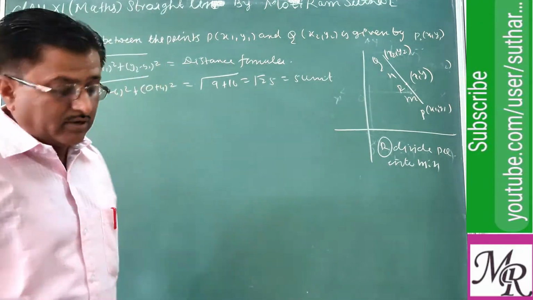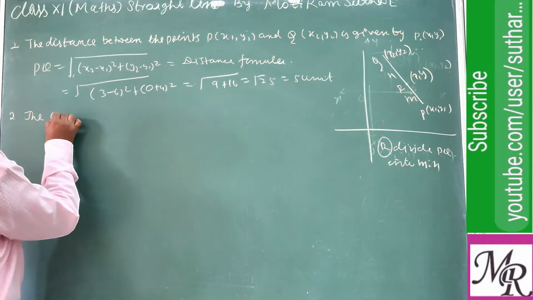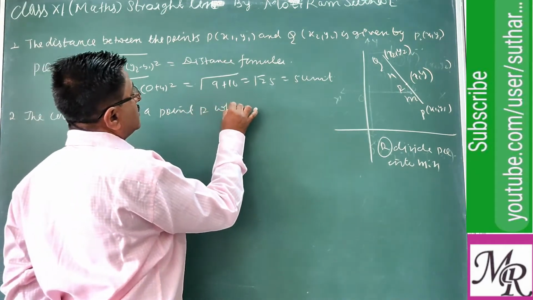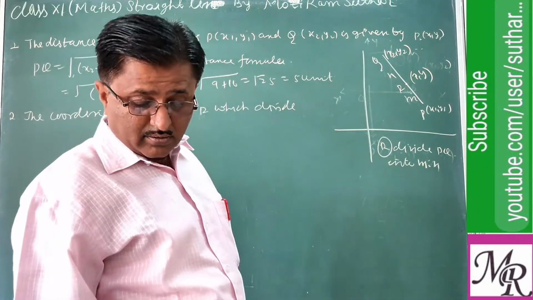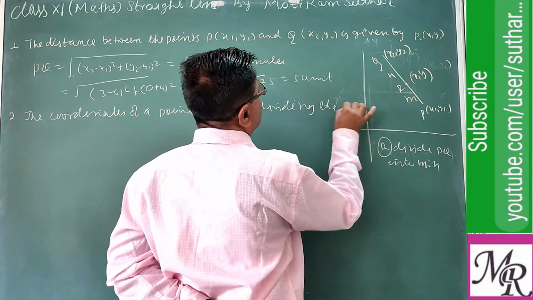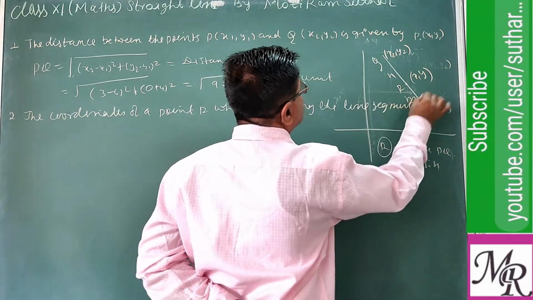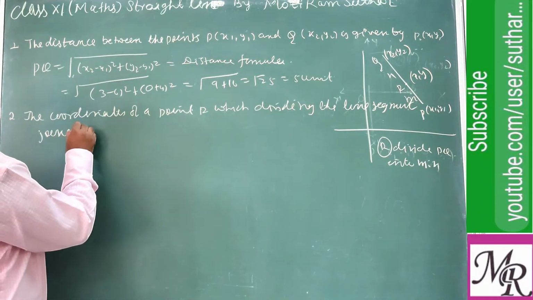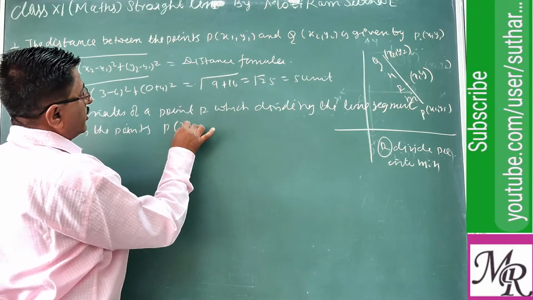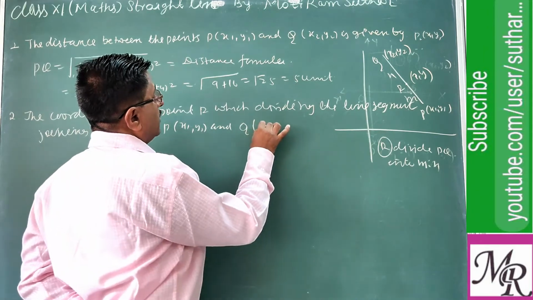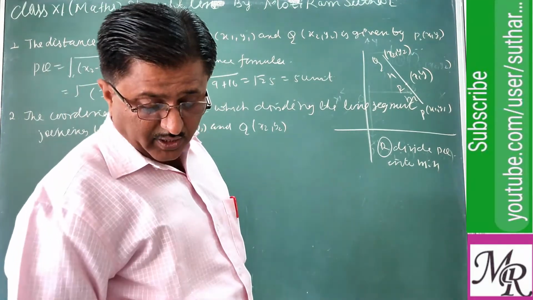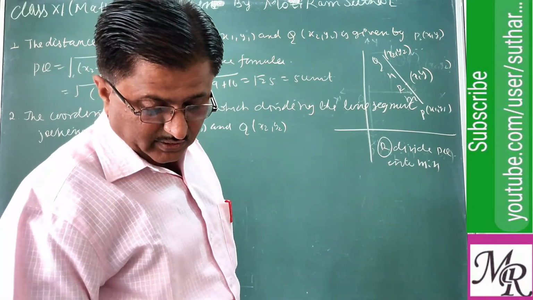So here we can use the coordinate of a point. Second point, you write down the coordinate of a point R dividing the line segment joining the points P with coordinates x1, y1 and Q with coordinates x2, y2 internally in the ratio. There may be two options, we are saying, internally and externally.